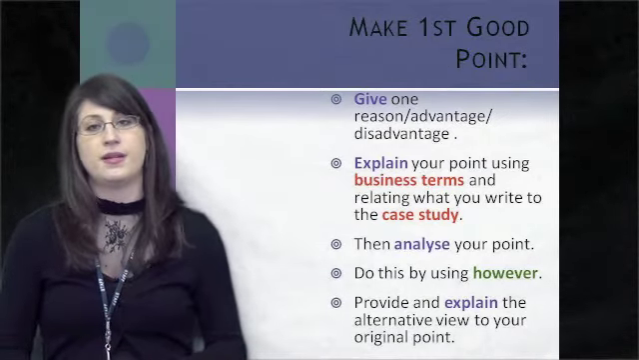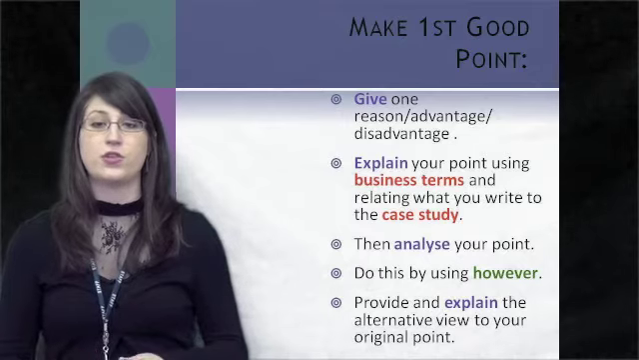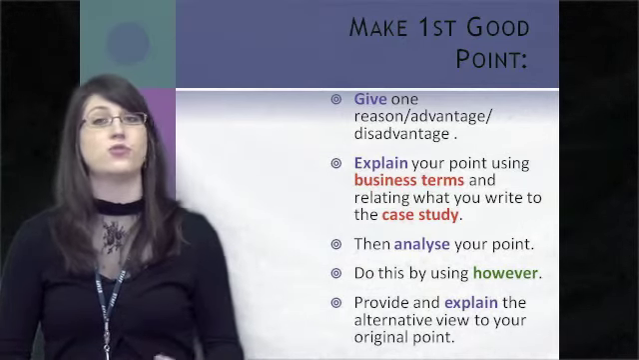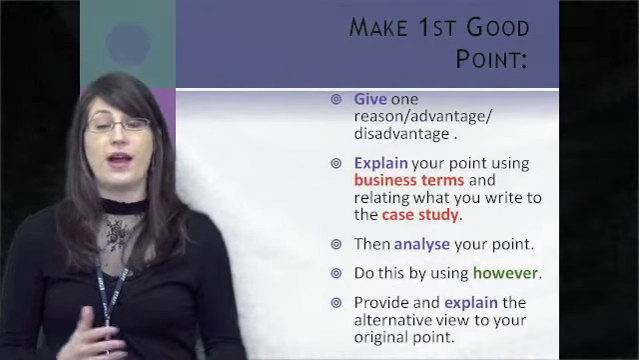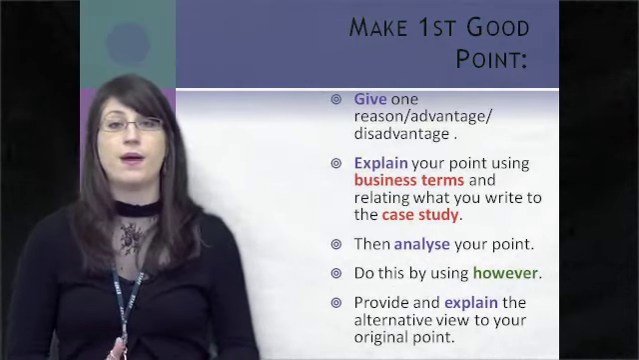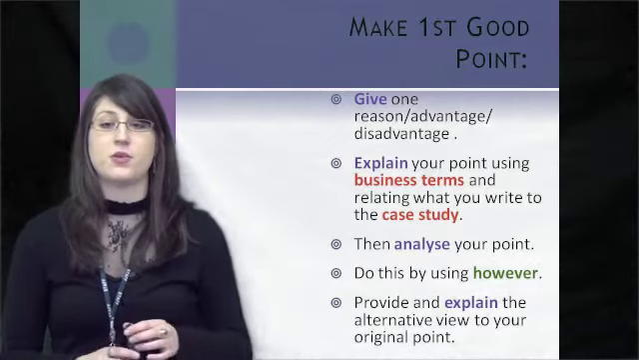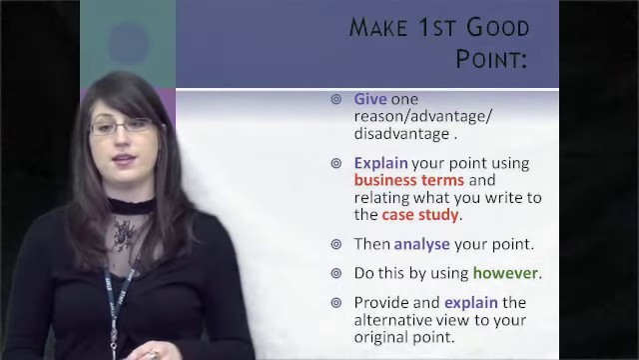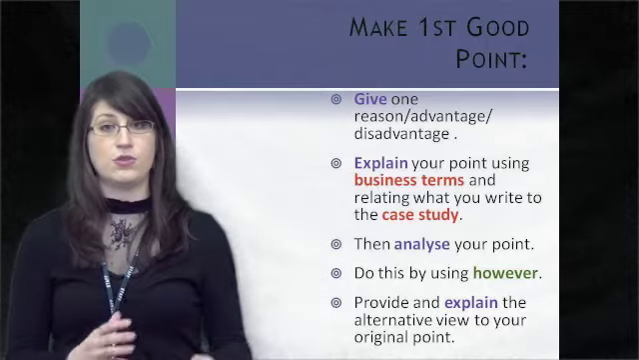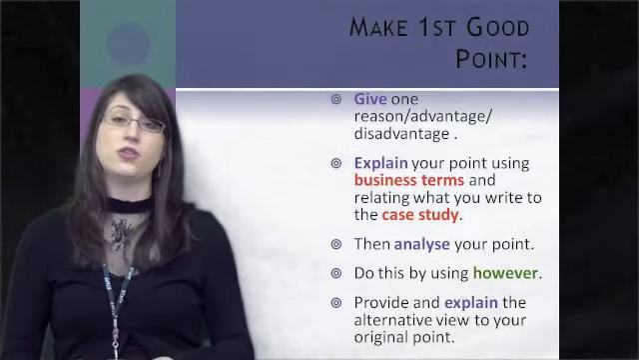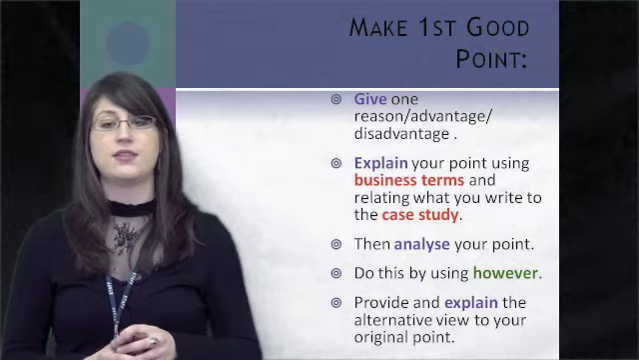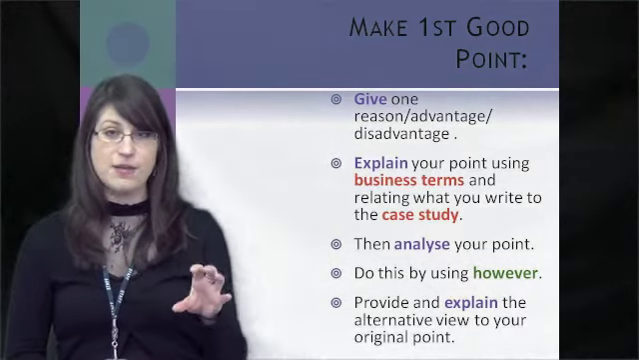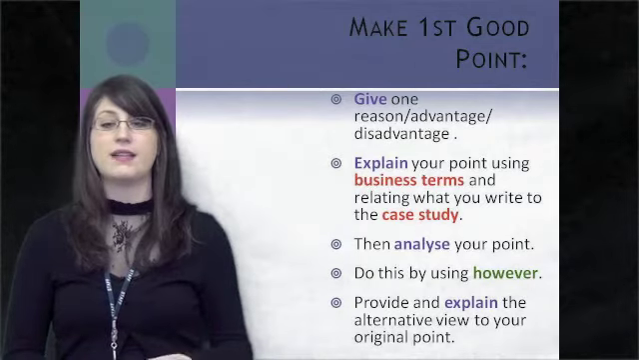Once you've written your opening sentence, you then make your first good point. This is where you give one advantage, disadvantage or reason for whatever the question is about. Remember, it all depends on the question. You then explain this point using the business terms that relate to the topic that you're writing about, and you refer back to the case study.